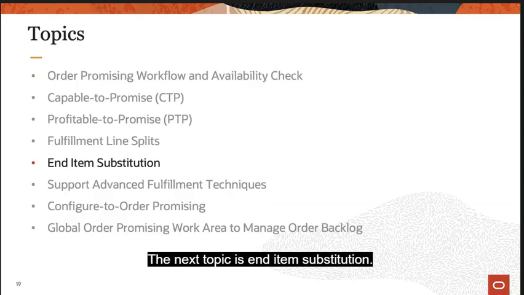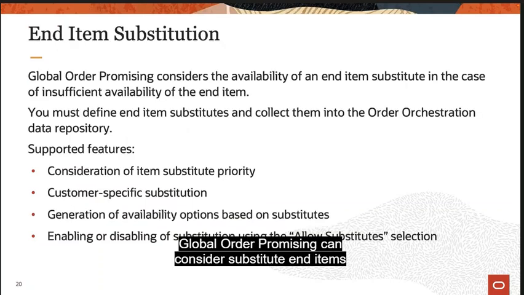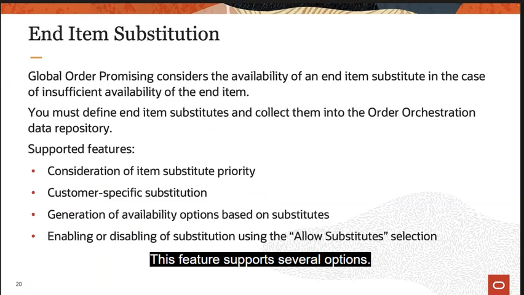The next topic is End Item Substitution. Global order promising can consider substitute end items when there isn't enough supply of the requested item. To use this capability, you need to define end item substitutes and collect that data into the order orchestration data repository. This feature supports several options.